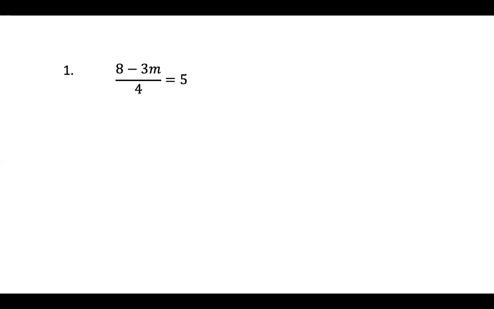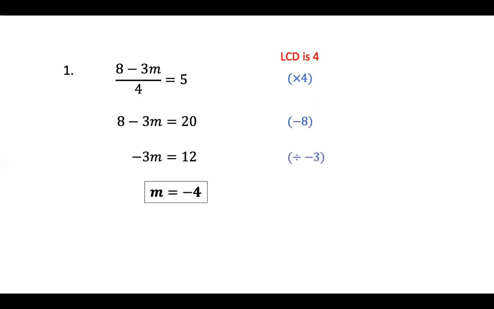So example number 1 looks like this. The lowest common denominator is 4 because that's our only fraction. So we multiply everything by 4. And when we do that, we get this line. So multiplying this fraction by 4 just got rid of the denominator. And now we solve like we normally do. So we subtract 8 from both sides, divide both sides by -3, and we get that m equals -4.